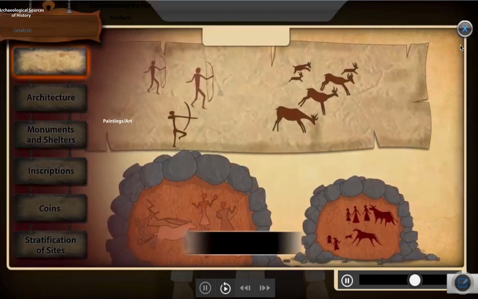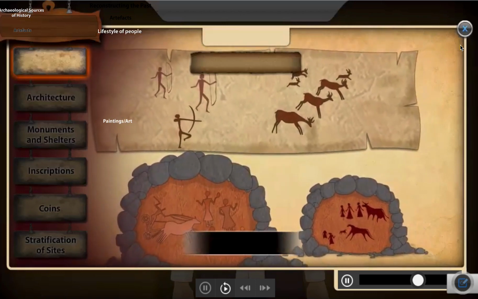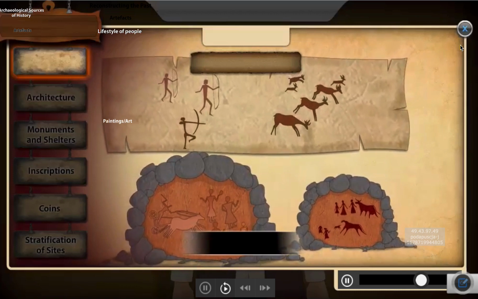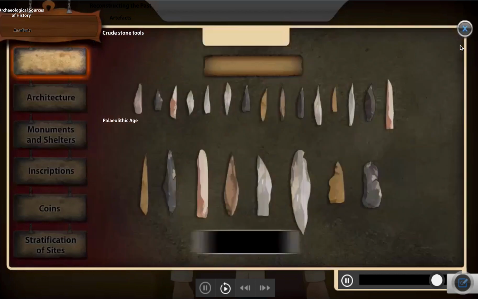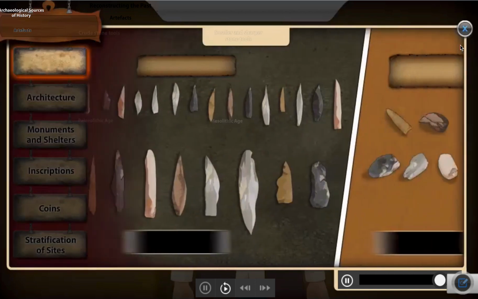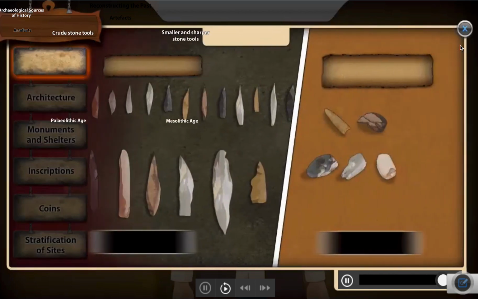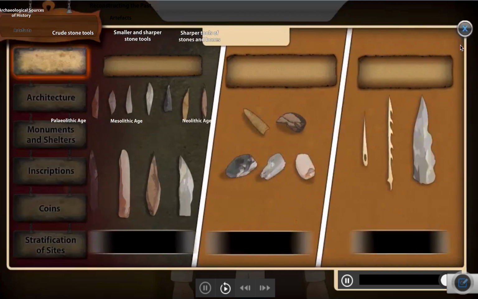Similarly, the paintings throw light on the lifestyle of the people. They tell us about the way the people of a particular era dressed, the animals they hunted, and the rituals they practiced. The archaeologists also use these artifacts in comparative studies to establish the gradual progress made by man over the years.